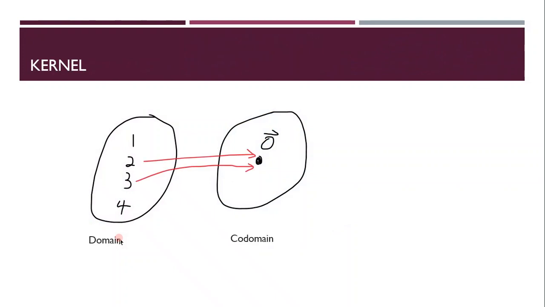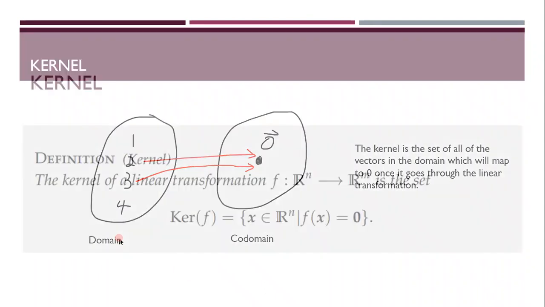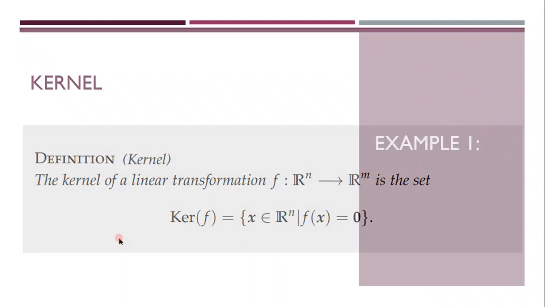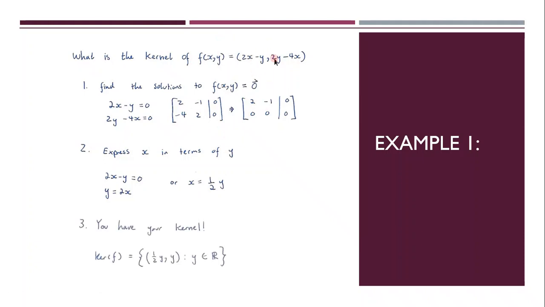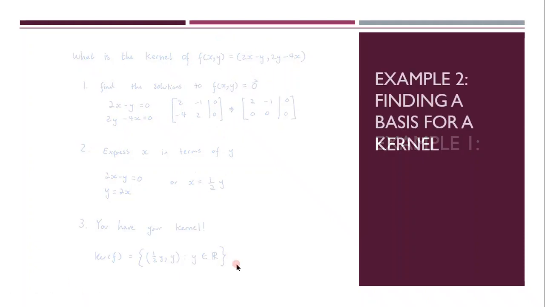So what is the kernel? The kernel is everything in the domain which maps to the zero vector under the linear transformation. This is the official definition. So let's do an example of how to find the kernel. What is the kernel of this linear transformation? All you need to do is equate every single coordinate to 0 and then solve. This may involve Gauss-Jordan elimination, it may not. In this case, we just did a little matrix, and then the solution space of equating all the coordinates to 0 is your kernel. That's it.